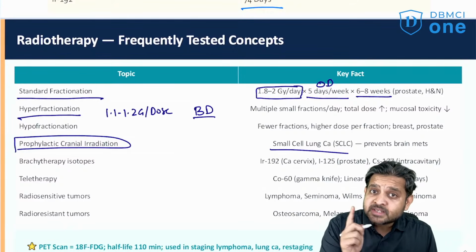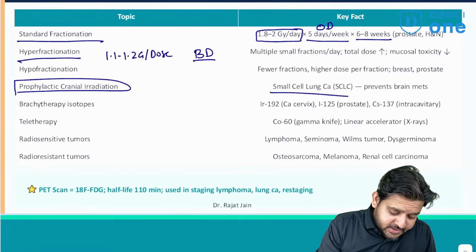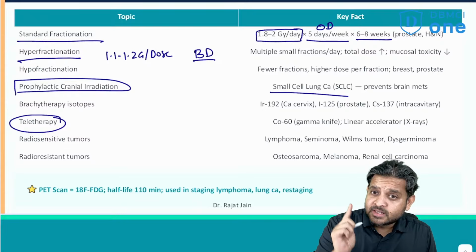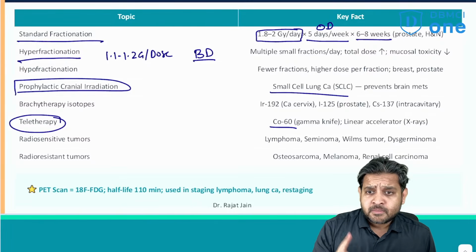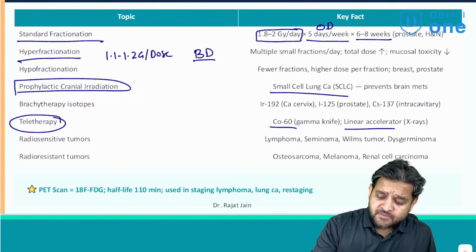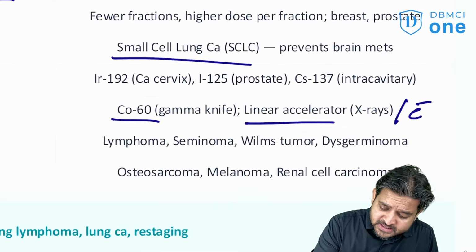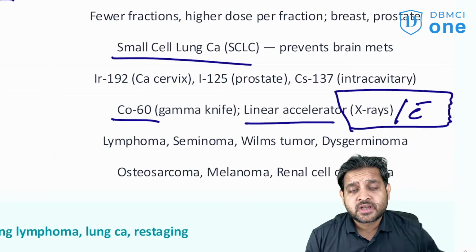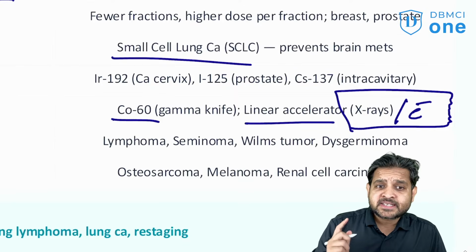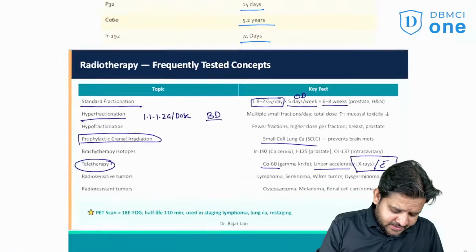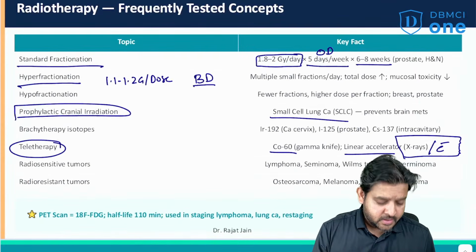Now, the commonest type of therapy that we are doing is teletherapy. It is to be noted that the most commonly used machine previously used to be cobalt, but nowadays it is linear accelerator, which can give X-rays as well as electron. This was a question last year. Linear accelerator can be used for the production of X-rays as well as electron, and that is what I want you to be aware of.